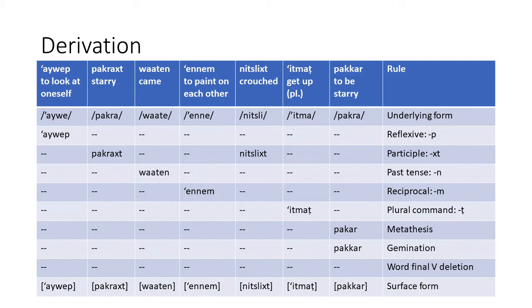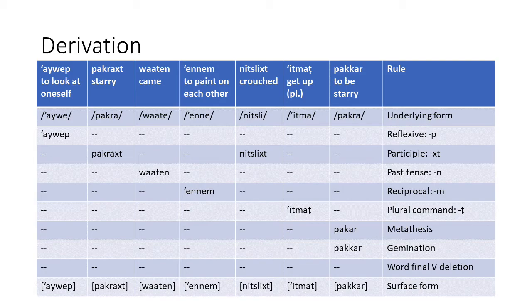Remember, we always start off with the underlying form, the hidden form. So let's look at how we made ayyew, to look at yourself. We have ayyew, and let's see which morphological rule applies. We want the reflexive, so we just add a p, ayyew. Now, skip the rest of the morphological rules, because we don't want those grammatical forms. We only want the reflexive.